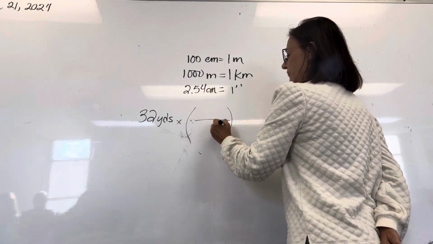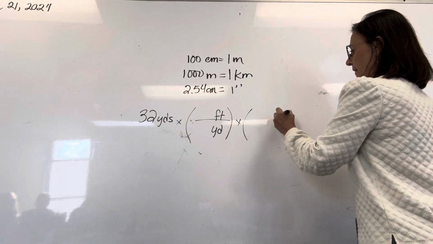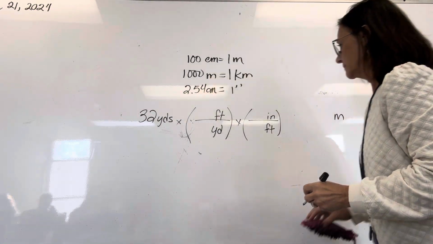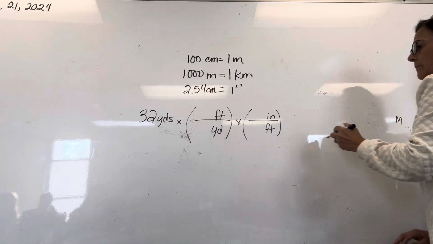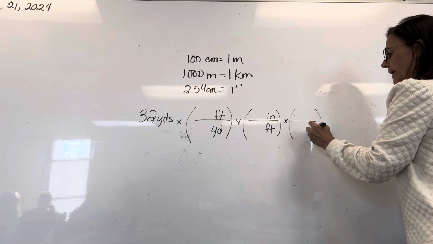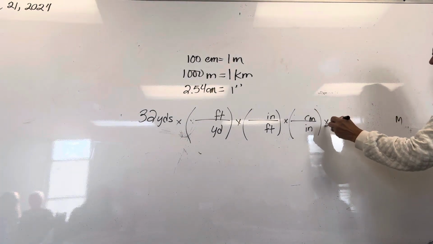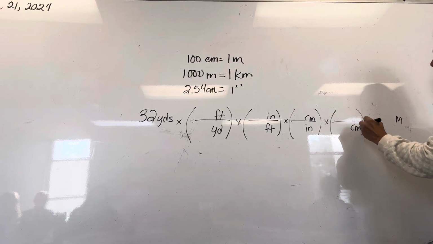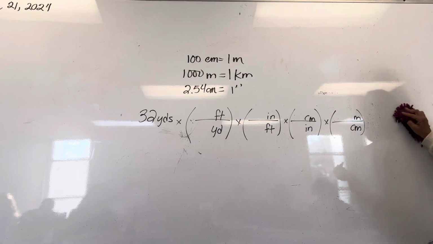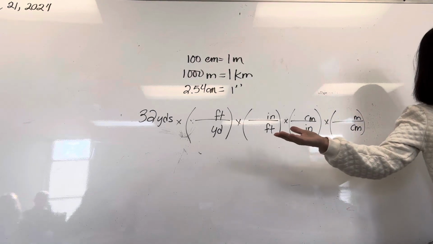I've got to get rid of yards, so I'm going from yards to feet. Then I need to get rid of feet, so I'm going feet to inches. Then I need to get rid of inches, so I'm going inches to centimeters. I want to get to meters, so I'm going centimeters to meters. That's how I always begin this, knowing where I'm going.